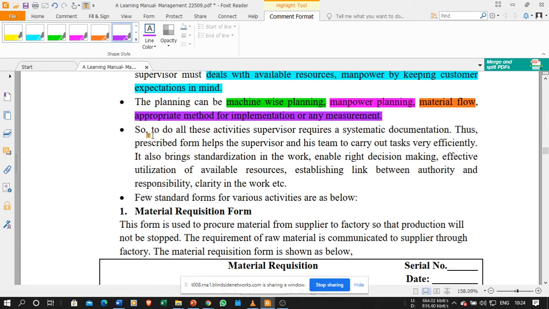These are things he needs to consider while doing the planning. So to do all these activities, the supervisor requires systematic documentation. And if I want to accomplish all these activities, definitely this seems to be very small.